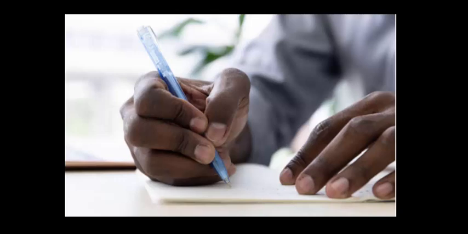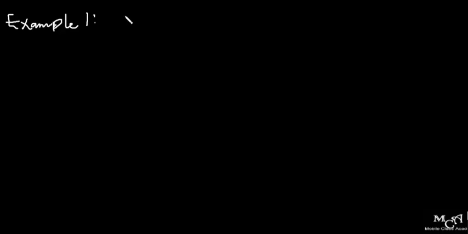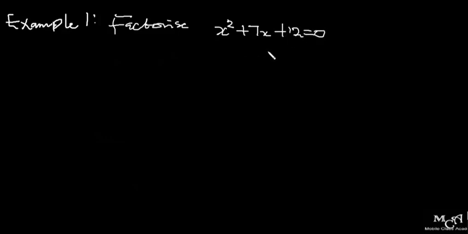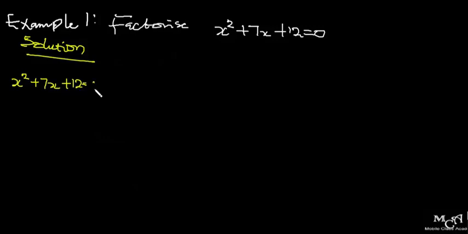Now, let's go to our first example today. Example 1: factorize x squared plus 7x plus 12 equals 0. The difference between what we've been doing so far is this equal sign. We've not been equating our factorization equation to 0, but this time around we are doing that. So the solution: we have x squared plus 7x plus 12 equals 0.